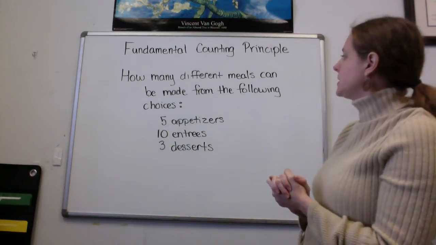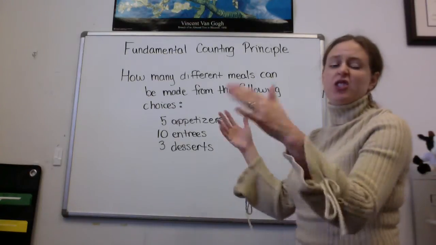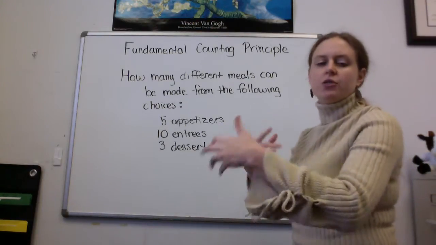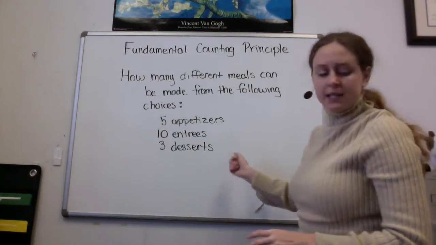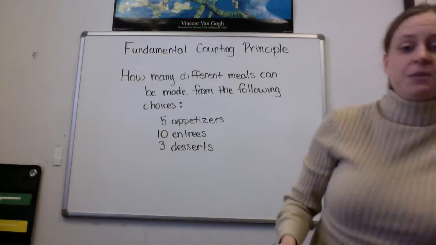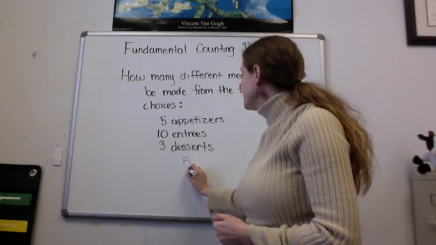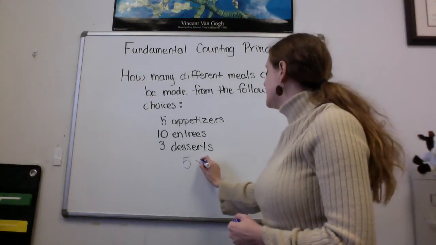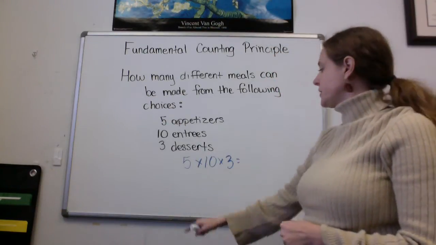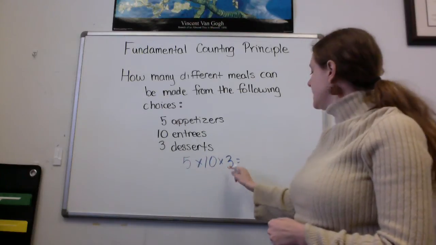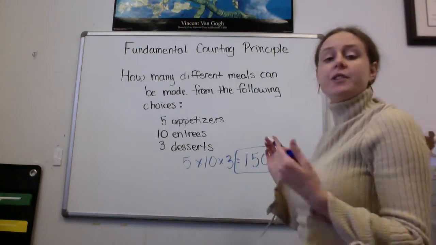How many different meals can be made from the following choices? So I have appetizers, entrees, and desserts. No overlap there. I'm not choosing 3 appetizers, I'm choosing 1 of each. So in this case, the fundamental counting principle is pretty clear. We just multiply our choices together. So we have 5 choices for appetizers, 10 for entrees, and 3 for desserts. So 5 times 10 gives me 50, times 3 gives me 150 choices.